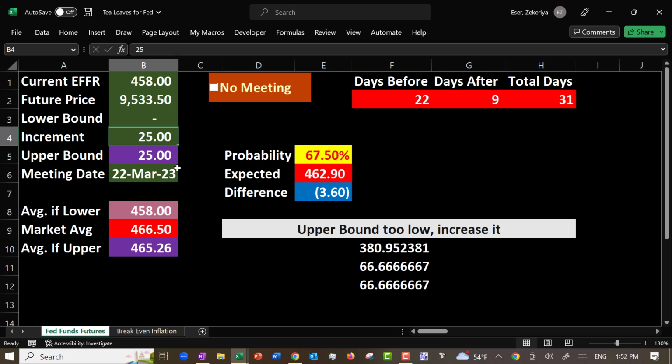For example, if I enter lower bound as 50, that means there is 0 chance that it's going to be 75 as far as market is concerned. So you change this lower bound number until you get rid of that warning, all right?